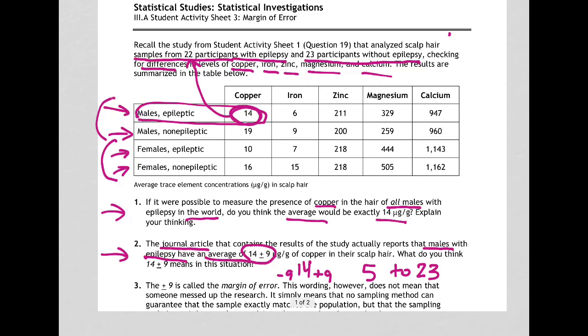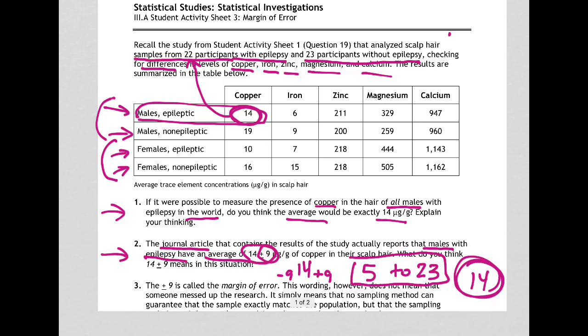Their sample was 14 on average, and they're saying that with their sample data, they can predict the population will be somewhere within 5 to 23. Now, think about it, why is their margin of error so high? Well, consider what we discussed in yesterday's video, that the error, or the variability, will be high if the sample size is small.